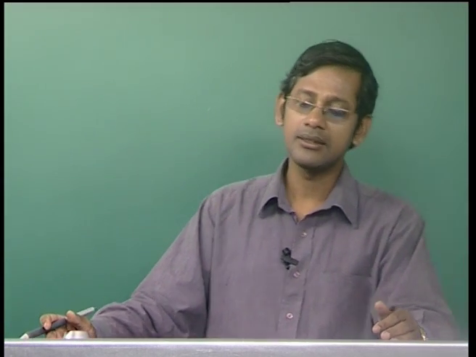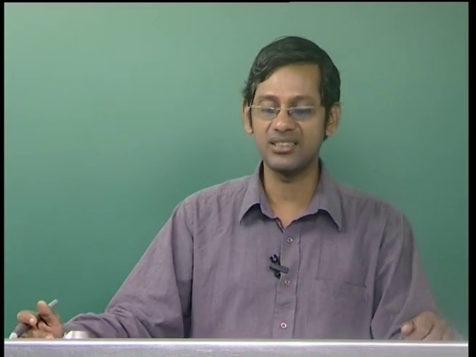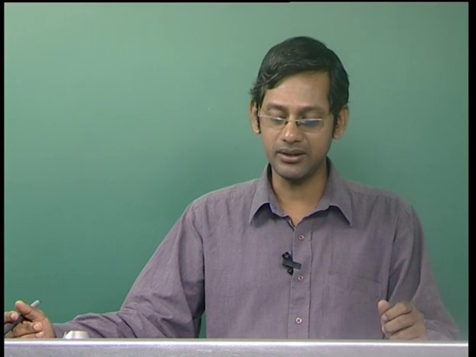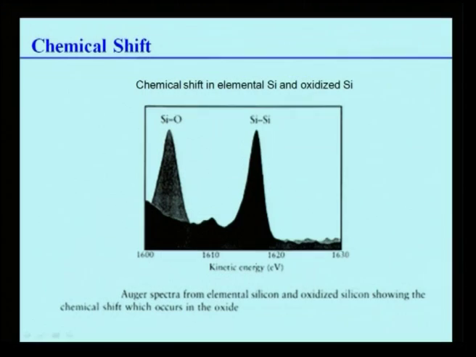Let us consider silicon, an oxidized silicon. In silicon you have silicon-silicon bonds, and if I take the Auger spectra, the silicon-silicon bond gives us a very characteristic peak at about 1617 to 1618 electron volts. But when the silicon is oxidized, which in most cases happens on the surface of the silicon, you have a silicon-oxygen bond.